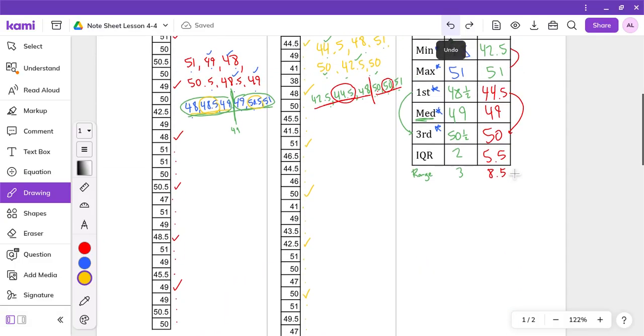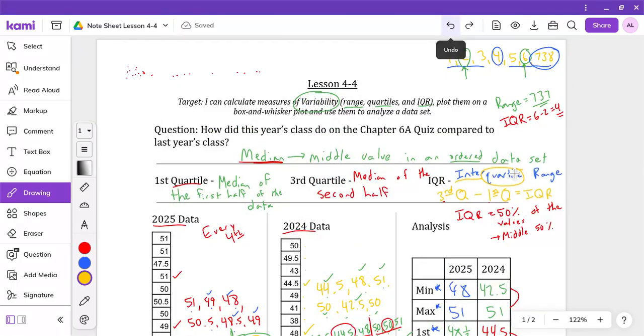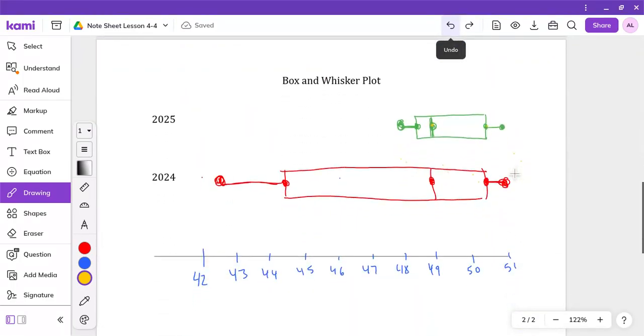So that's measures of variability. Looking at how the spread in the data set can help us to make comparisons and start to do inferences, which is the next lesson.